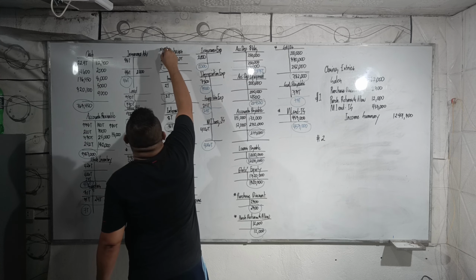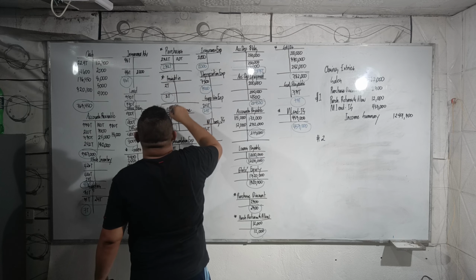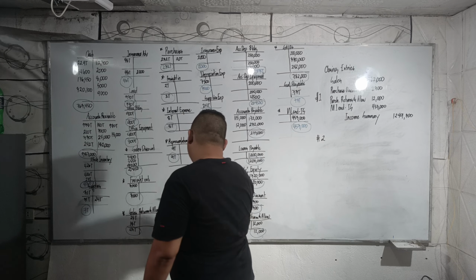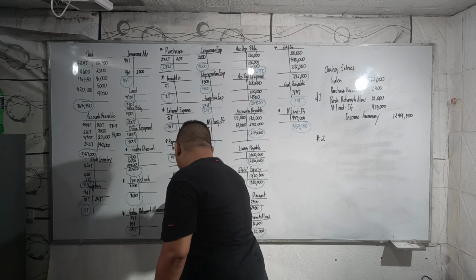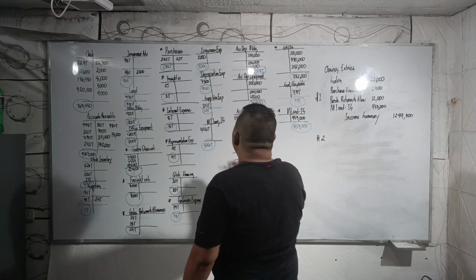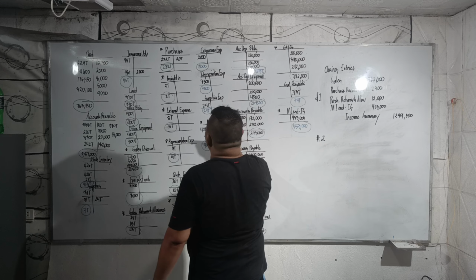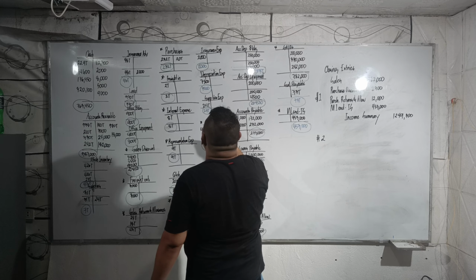We have this one. We have freight in. There are a lot. Interest expense, representation expense. It does not include the drawing. We have salaries expense. We have the merchandise inventory beginning because again, it's necessary to compute the cost of sales, which is an income statement account.